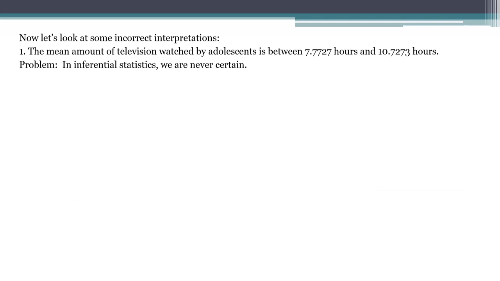Now I want to look at some incorrect interpretations and what the problem is with them. First of all, one interpretation that people have been known to write is the mean amount of television watched by adolescents is between these two numbers. The problem is we can't say that with such certainty. You always have to leave yourself an out, so we need to include that business at the beginning of the statement saying with 95% confidence, because we don't know that for sure.